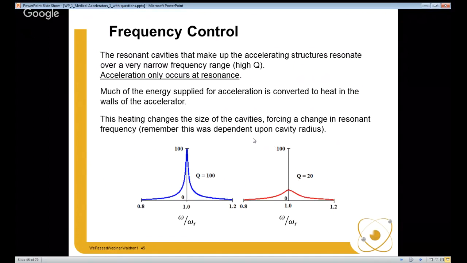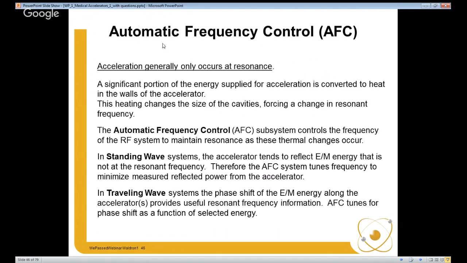Now, what this means is that when we have heating in our cavities, their physical size changes, which means they are now operating at a different resonant frequency. And so my accelerator absolutely has to have some means of maintaining resonant frequency over a range of energy. And this is especially true for the standing wave accelerators. So I have to have an automatic frequency control system. And you've probably seen reference to AFC. So acceleration occurs at resonance.